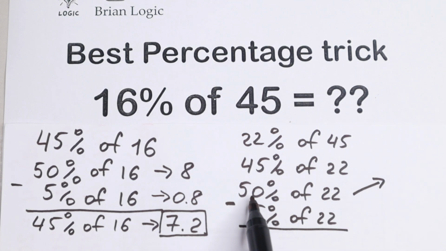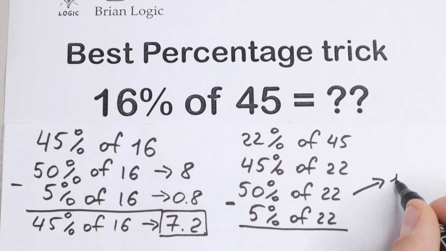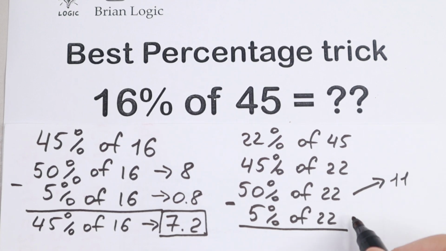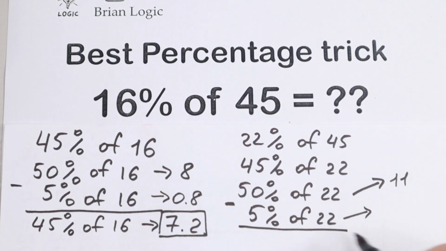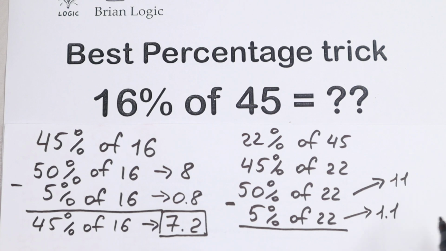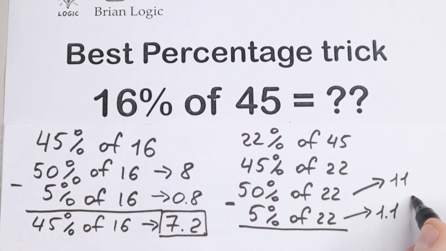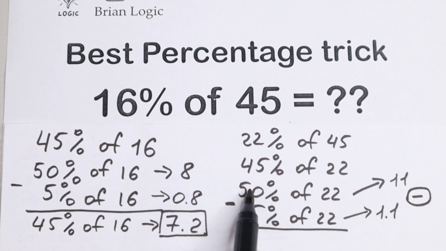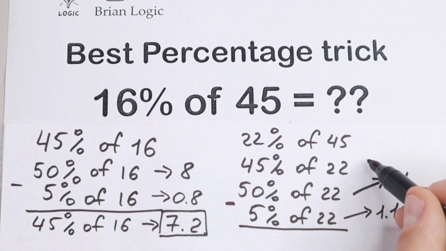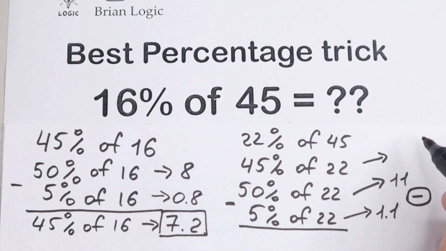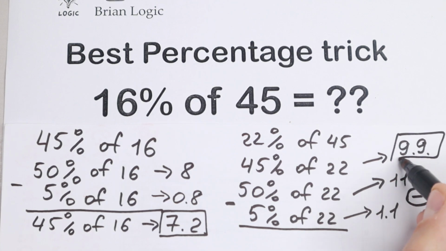50% of 22 will be the half, which is 11, and 5% of 22 is the tenth part of 22, which is 1.1, so we divide by 10. So as you can see, to find 45% of 22, we need to subtract. Because this is 50 minus 5, the answer will be 9.9. So I hope you understand this trick.